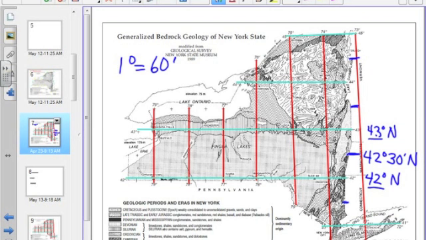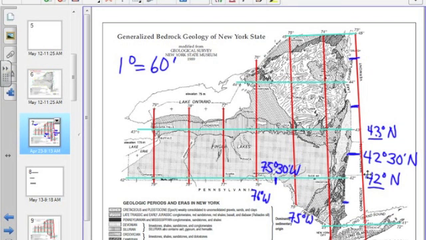And not just on your latitude scale, but also on your longitude scale. For example, here is 75 degrees west longitude. Here is 76 degrees west longitude. Here's my little tick mark that tells me I'm halfway between the 75 and the 76 degrees. That would be, and I'll write it up here for ease, 75 degrees, 30 minutes west.